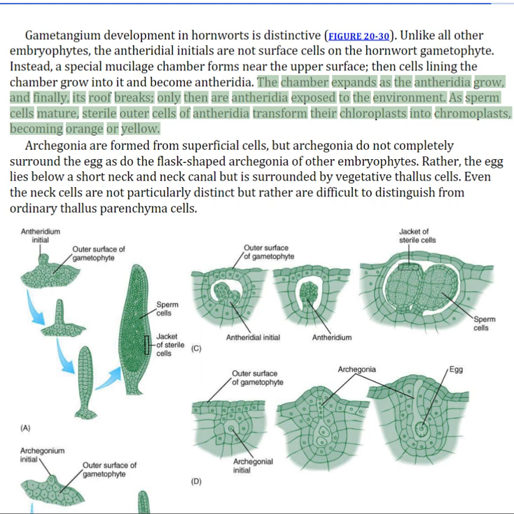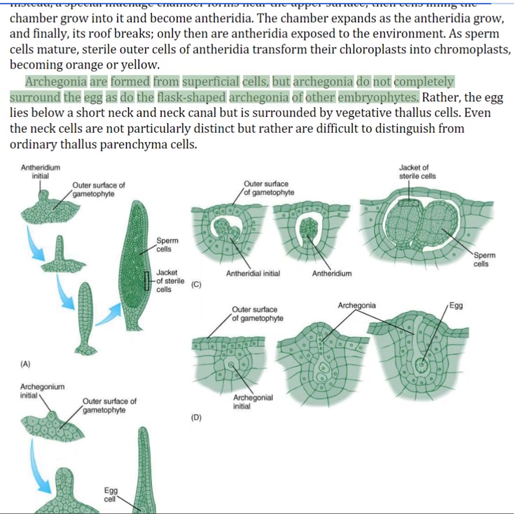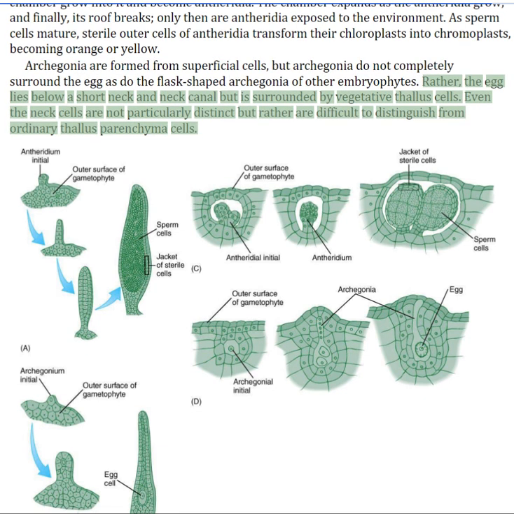As sperm cells mature, sterile outer cells of antheridia transform their chloroplasts into chromoplasts, becoming orange or yellow. Archegonia are formed from superficial cells, but archegonia do not completely surround the egg as do the flask-shaped archegonia of other embryophytes. Rather, the egg lies below a short neck and neck canal but is surrounded by vegetative thallus cells. Even the neck cells are not particularly distinct but rather are difficult to distinguish from ordinary thallus parenchyma cells.